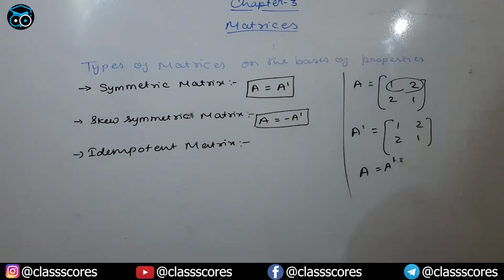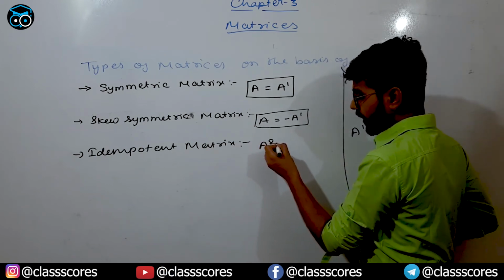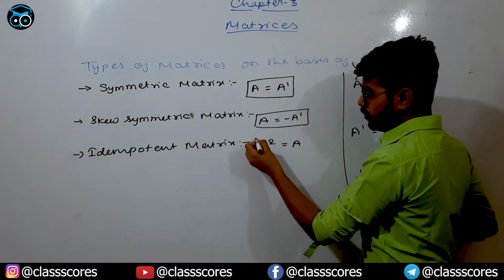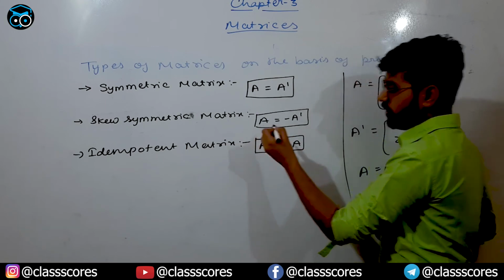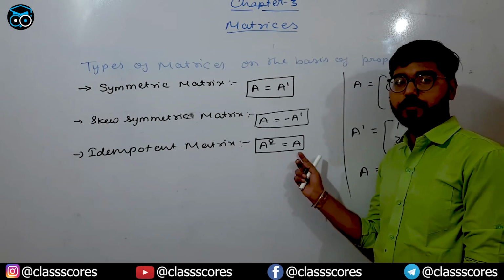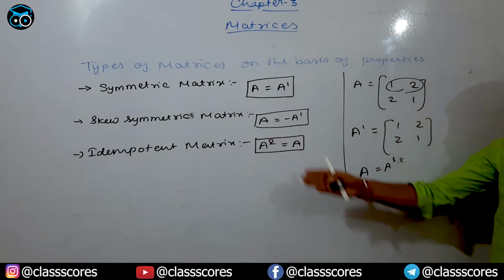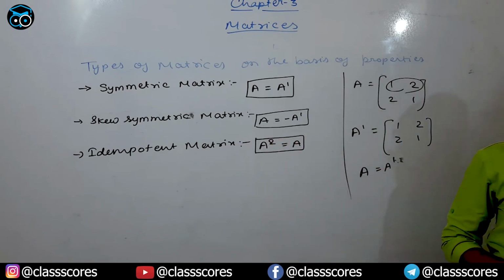Idempotent matrices are those matrices where the square of the matrix is equal to the matrix. When we find the square of the matrix, it becomes equal to that matrix only. Then it is considered an idempotent matrix.